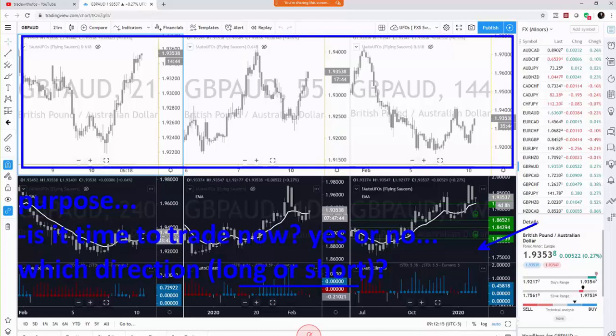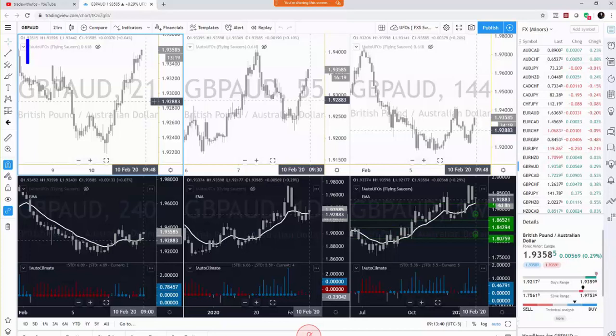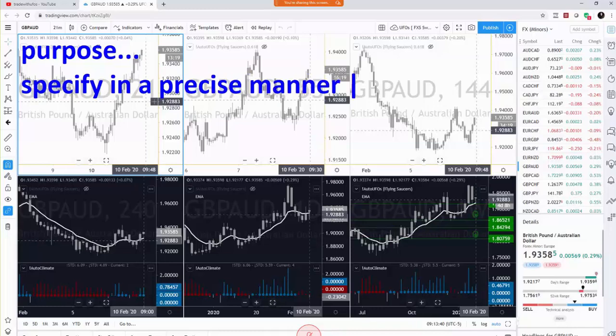And once we have concluded all of this and we understand that, then we'll switch and begin utilizing the upper charts. Okay. And so what's the purpose? Well, the purpose of the upper charts, the ones with a white background color, would be to specify in a precise manner which are the prices for me to buy at and sell at.